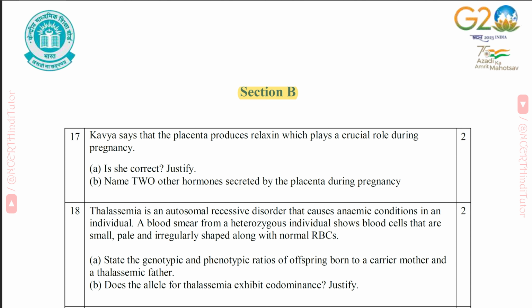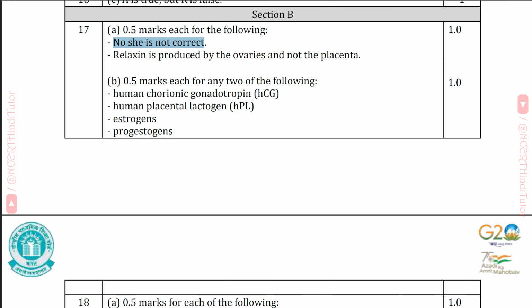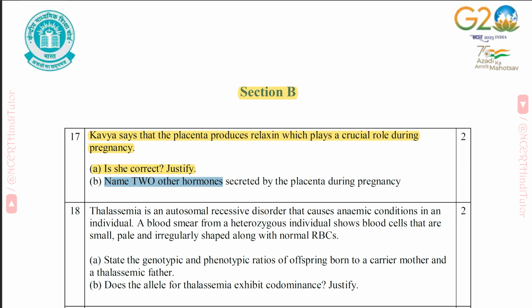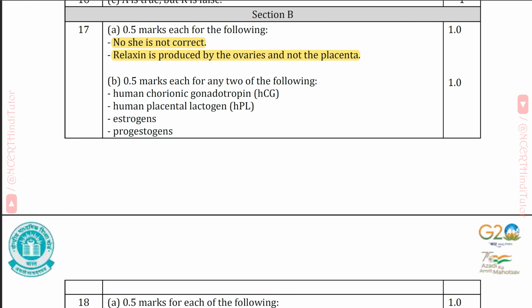Question 17. Kavya says that the placenta produces relaxin which plays a crucial role during pregnancy. A. Is she correct? Justify. Answer. No, she is not correct. Relaxin is produced by the ovaries and not the placenta. B. Name 2 other hormones secreted by the placenta during pregnancy. Answer. Human chorionic gonadotropin HCG, human placental lactogen HPL, estrogens, progestogens.